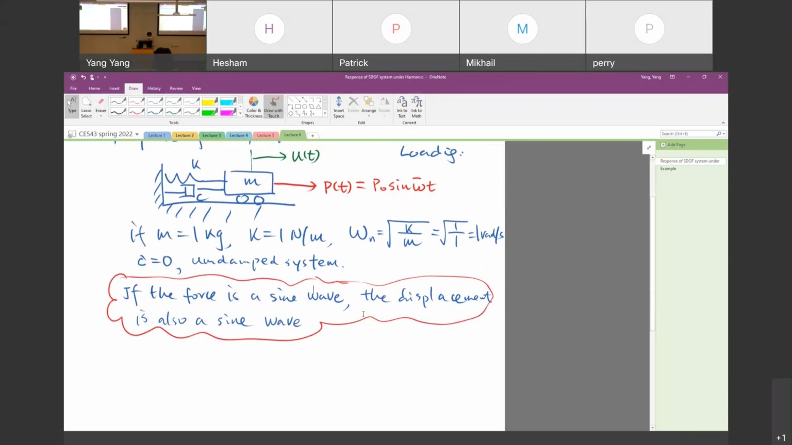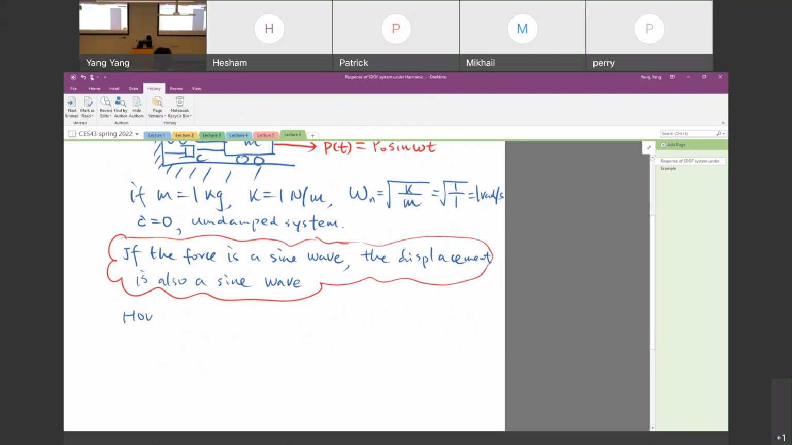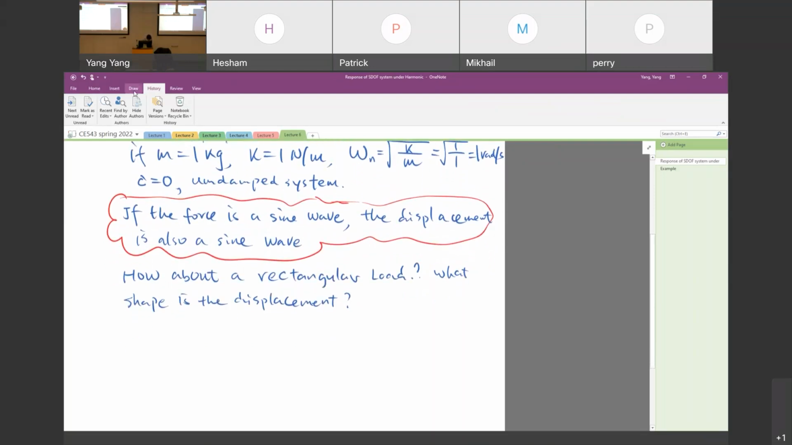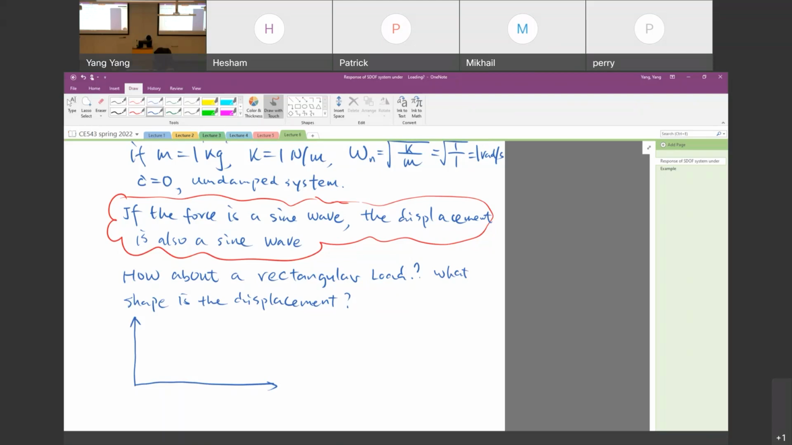But if we have a different case, how about a rectangular one? So here, P(t) is not a sine wave anymore. This is P(t) and this is t, right?